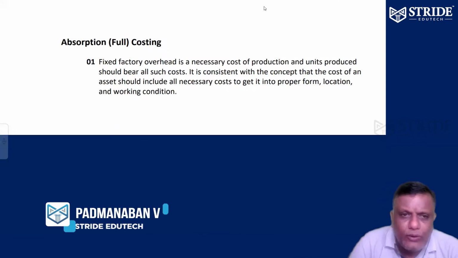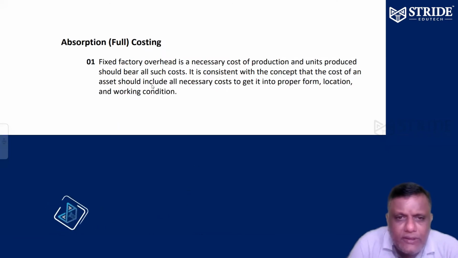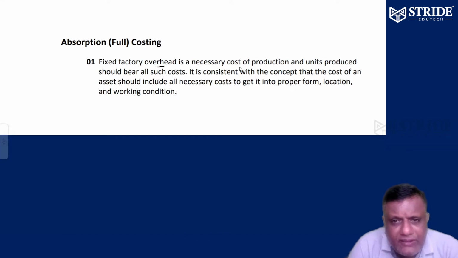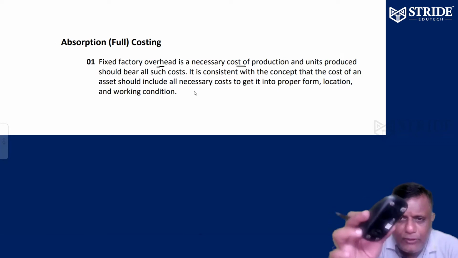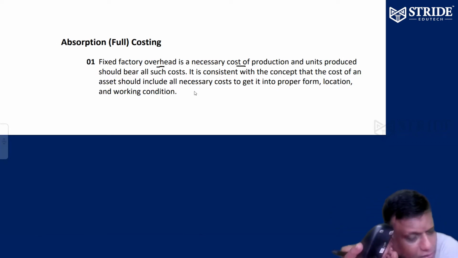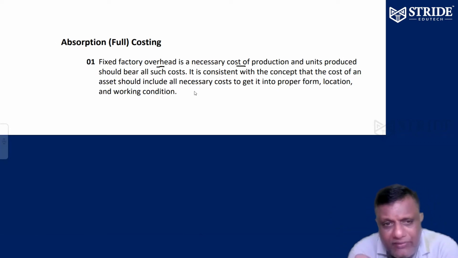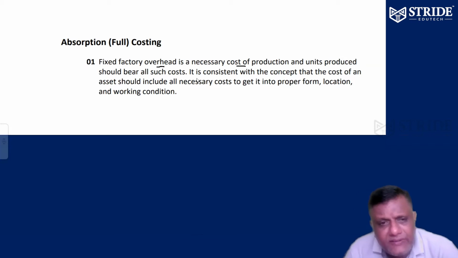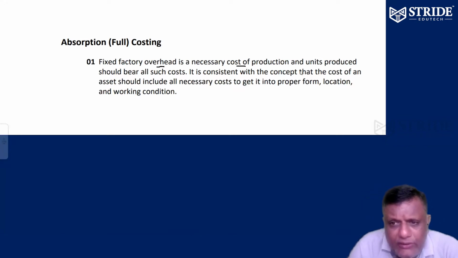Absorption or full costing. What is absorption costing? Generally, fixed factory overheads are necessary for the cost of production. If there is a cost, there is a production. I'm having units of finished goods. For the cost of production, fixed factory overheads also we have to include. What is fixed factory overhead? All factory expenses which are fixed in nature, for example, factory manager's supervisory salary, factory rent. Anything fixed is going to be absorbed into the cost of production, the unit produced. We have to transfer it to the unit produced.